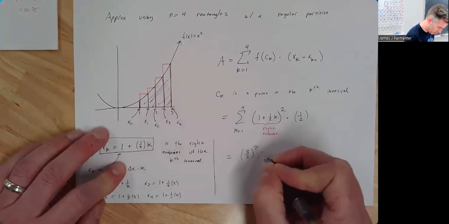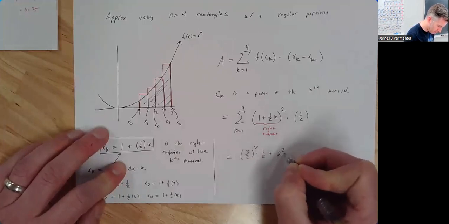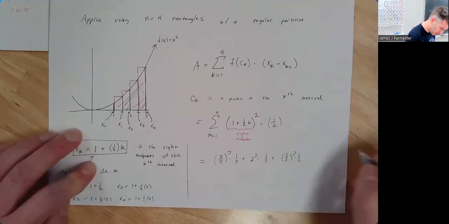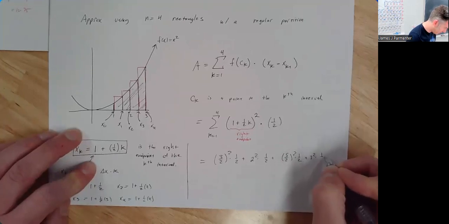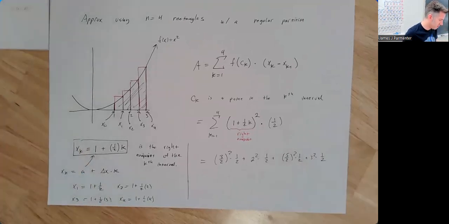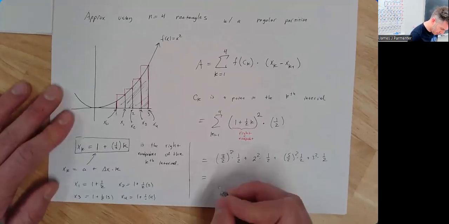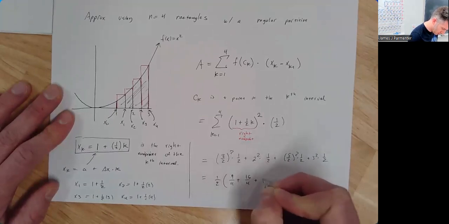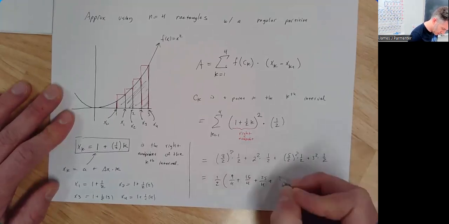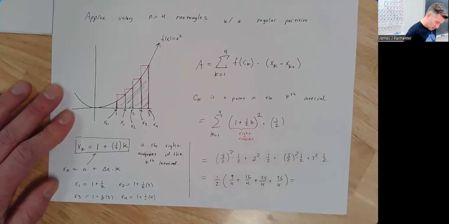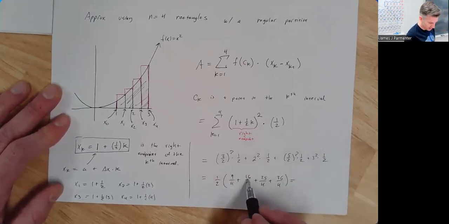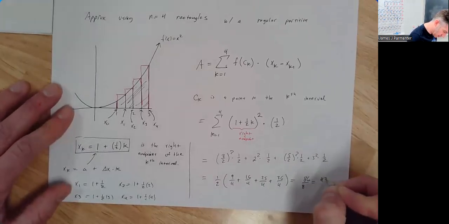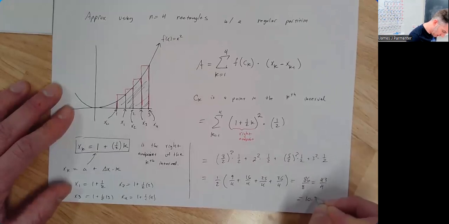3/2 squared times 1/2 plus 2 squared times 1/2 plus 5/2 squared times 1/2 plus 3 squared times 1/2, which I might have written down, so I don't have to actually think about it again. Sure, that's going to be 1/2 times 9/4 plus 16/4 plus 25/4 plus 9 is 36/4, which ends up being, let's see, 25, 50, 86. 86 over 8, which reduces to 43 over 4, or 10.75.